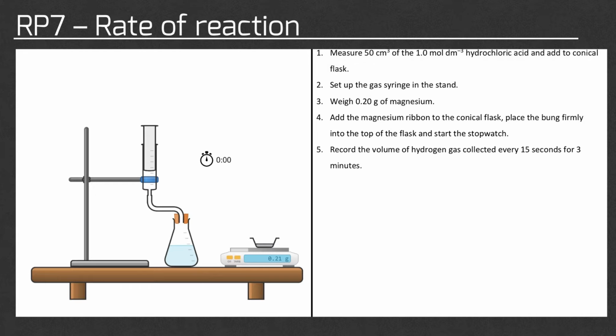This method looks at how to monitor the rate of reaction by continuous monitoring. Again, you'd set up the equipment as before, and you'd measure out your hydrochloric acid into the flask. You would set up the gas syringe as before and weigh out your magnesium. When you add your magnesium, you'll start the stopwatch, but this time you record the volume of hydrogen collected every 15 seconds for 3 minutes. You could then repeat this experiment in the same way as before, altering the concentration of hydrochloric acid each time, and throughout each of those experiments, taking a reading for the volume of gas collected every 15 seconds, for a total of 3 minutes.